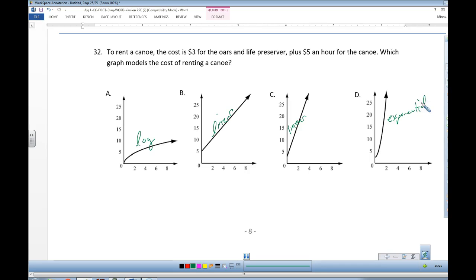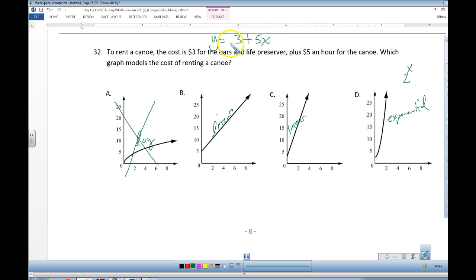So I need to know if this is, can't be log. We've never talked about logs. We don't go over logs in this class. You've never seen that kind of graph. What we need to know is this linear or is this exponential? Well, how would I write the equation for this? It costs $3 for the oars and life preservers. So let's say y equals 3 plus $5 an hour, plus 5 times x. Now, is that exponential? No. To be exponential, we have to have something to the x power. I don't have a power of x here, so these are both just straight lines.